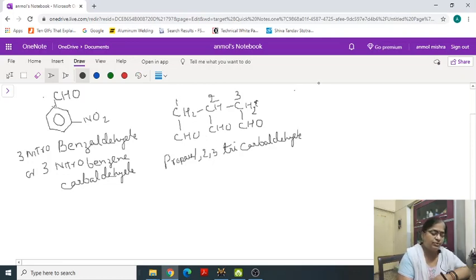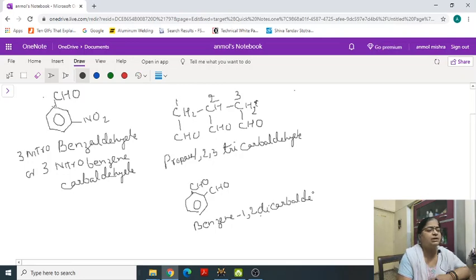We can also take the example where two CHO groups are present on the benzene ring. Now this can be written as benzene 1,2 dicarbaldehyde. Next is ketone, which we have done.